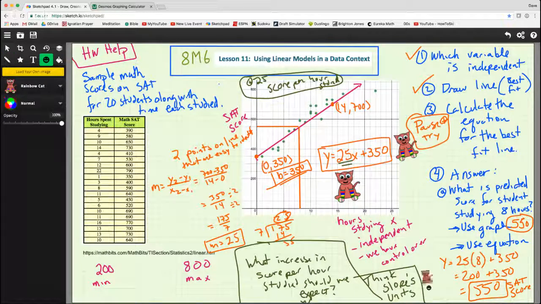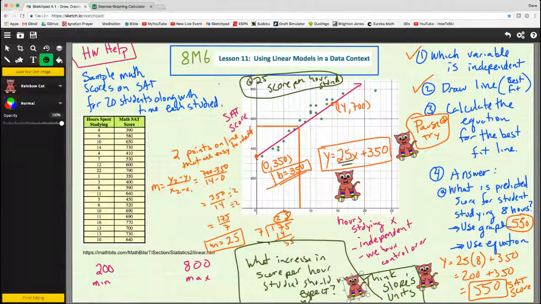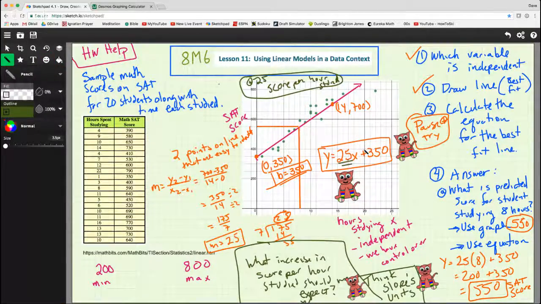Now what I want to do is show you, so let's happy cat that. I want to show you one last thing. I want to show you a tool that can give you this exact number. And let's go ahead and see if we actually got it right. Remember, 25x plus 350 is what we think this data should regress to if we had a perfect calculation.